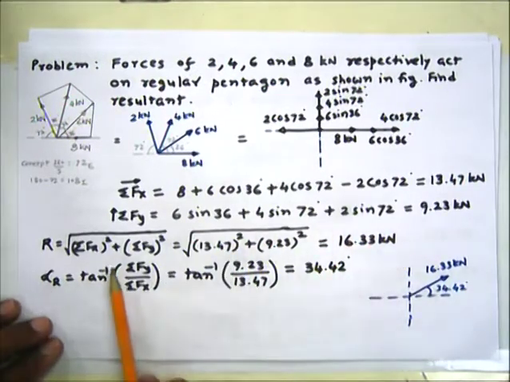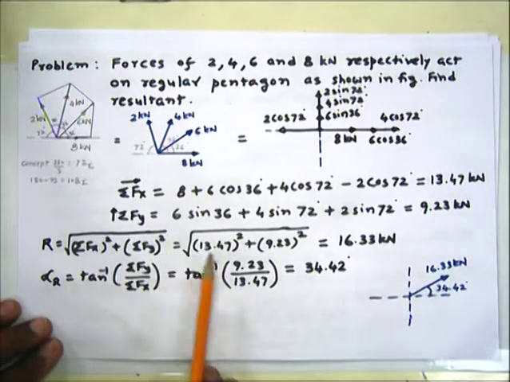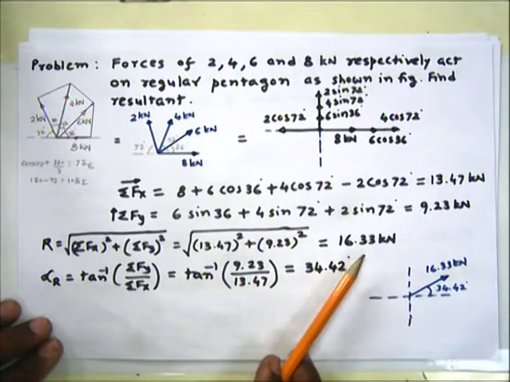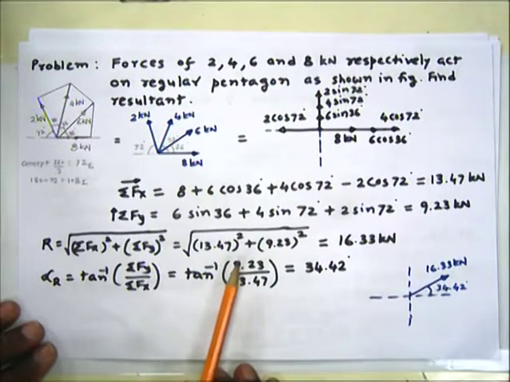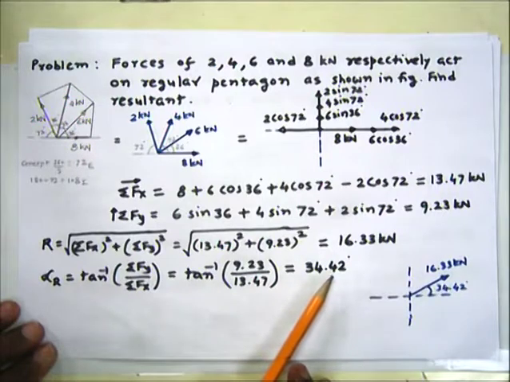Then R is the root of sigma Fx square plus sigma Fy square. Putting the values of sigma Fx and Fy here, we will have the resultant 16.33 kilonewton. Then alpha R, that is the direction of the resultant, is tan inverse of sigma Fy divided by sigma Fx. So that angle comes to 34.42 degree.